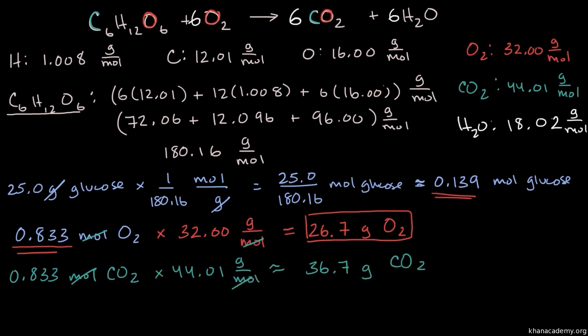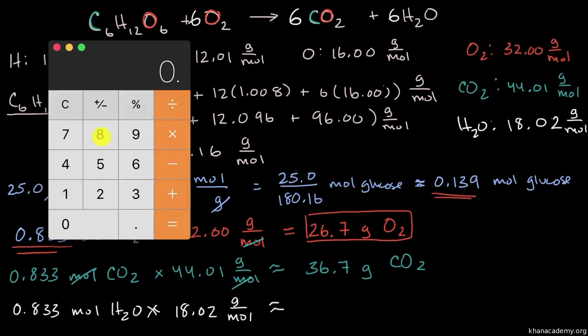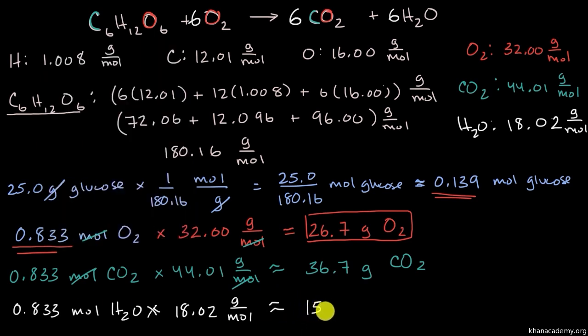And then last but not least, we can do that with the water. 0.833 mole of H2O times its molar mass, 18.02 grams per mole of water, is going to give us approximately 0.833 times 18.02 gives us, to 3 significant figures, 15.0. 15.0 grams of water. And once again, those moles cancelled out to give us the right units.